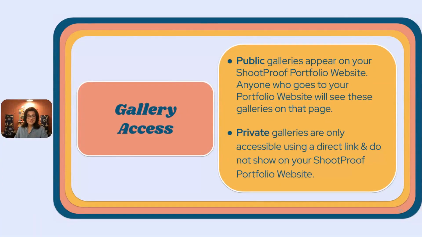So in addition to your gallery status, you also have your gallery access. This is kind of where your gallery is going to show. So public galleries will appear on your Shoot-Proof portfolio website. That does not mean that they are automatically accessible by everybody. You can still have passwords on those galleries so that people can enter them. Private galleries are available only via a direct link. They will not show on your Shoot-Proof portfolio website.